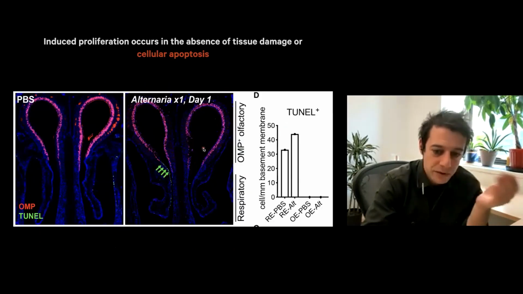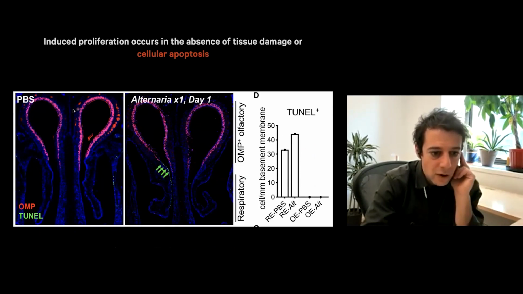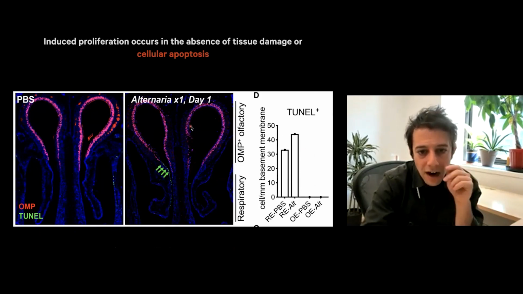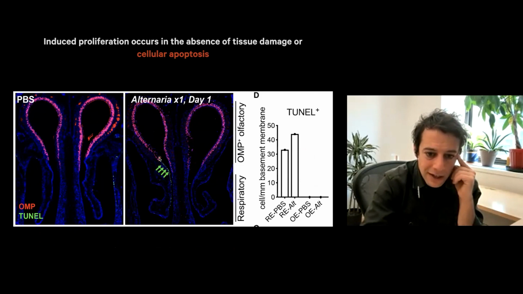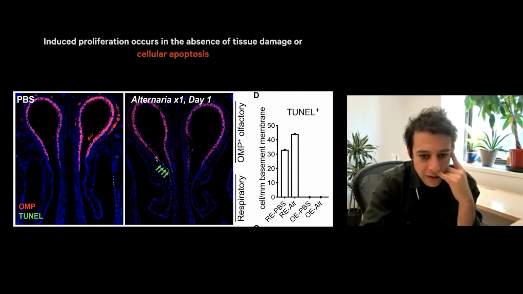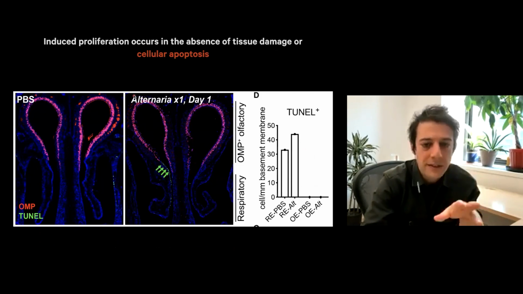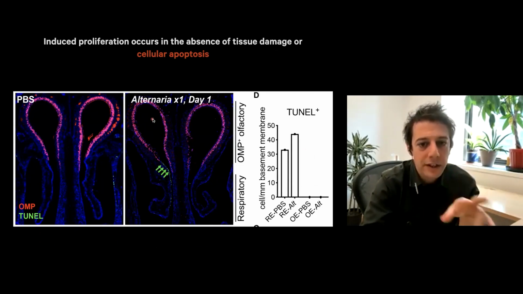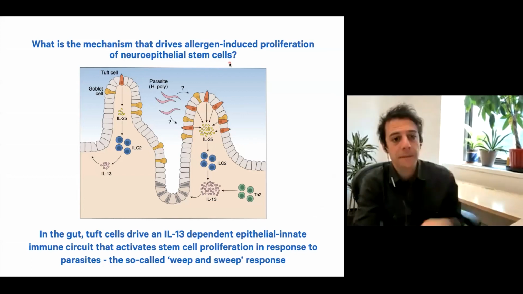And the next question was, of course, is there apoptosis? So we used the TUNEL assay. So we can see no apoptosis at baseline. After Alternaria, there is some apoptosis, but only in the respiratory epithelium. And in the olfactory epithelium, which is marked by the presence of OMP for olfactory sensory neurons, there's really no apoptosis. So this induced proliferation of stem cells in the olfactory epithelium really occurs in the absence of tissue damage or apoptosis, which was really interesting.